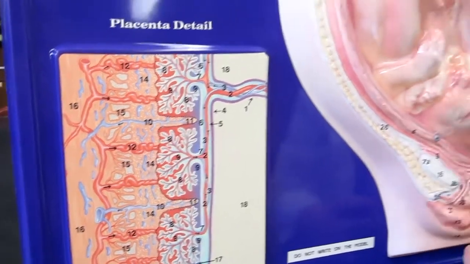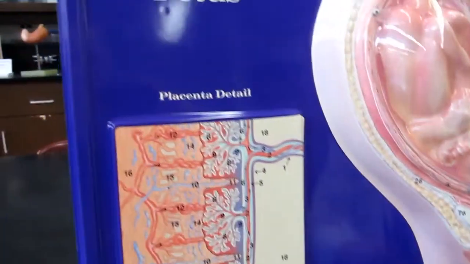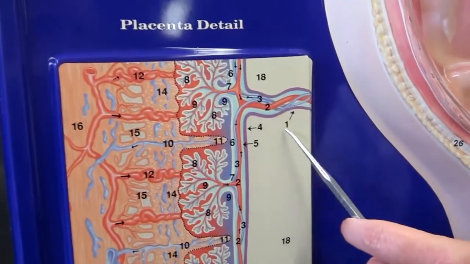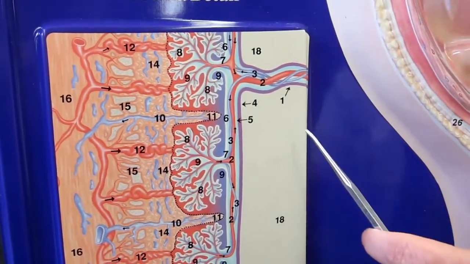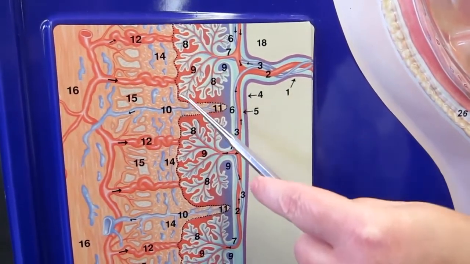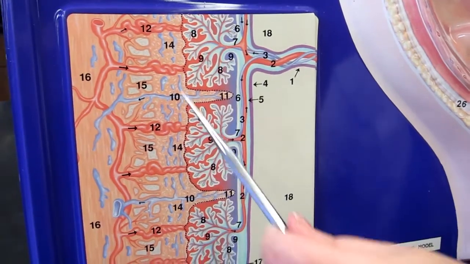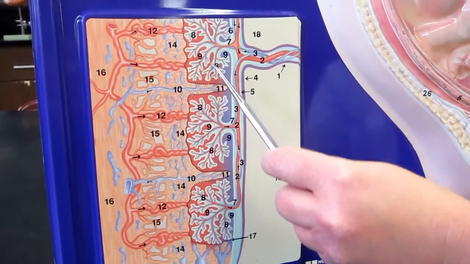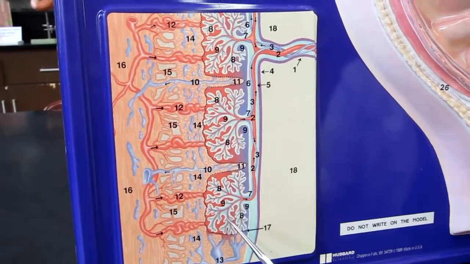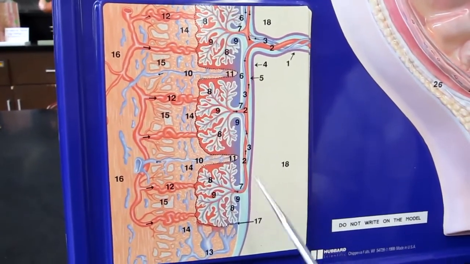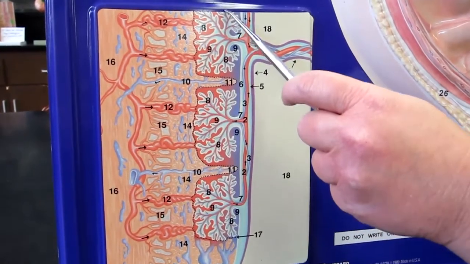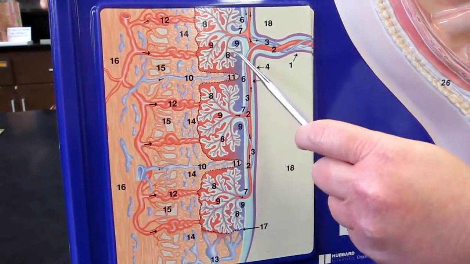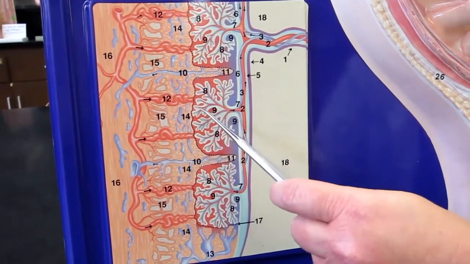Okay, so we're starting with the detail of the placenta, and we have the umbilical cord here, and then where you see this little dashed line, that is actually the border between the maternal part of the placenta and the fetal part of the placenta. Okay, so everything that looks like a little leaf or fern frond is a chorionic villus.